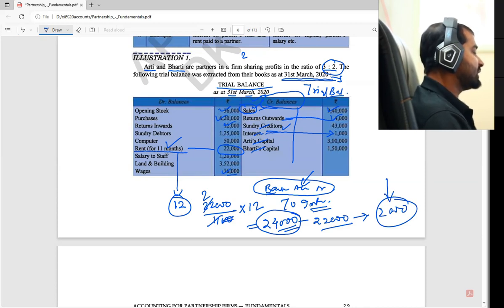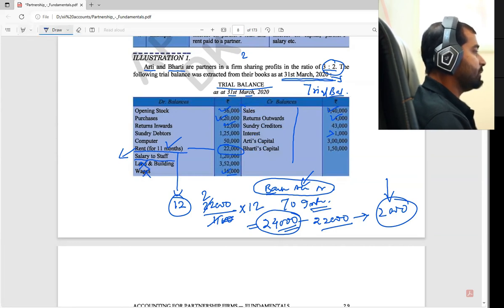Okay. So this is nothing but the outstanding rent. Rent is also part of the profit and loss account, outstanding rent also. Now see that salary to staff, that is also land and building assets, wages already we have considered. Now come to that side. If you're checking what things we have already used, those things we are not considering again. So sales already used, right? Return outwards also used. Sundry creditors is a liability.